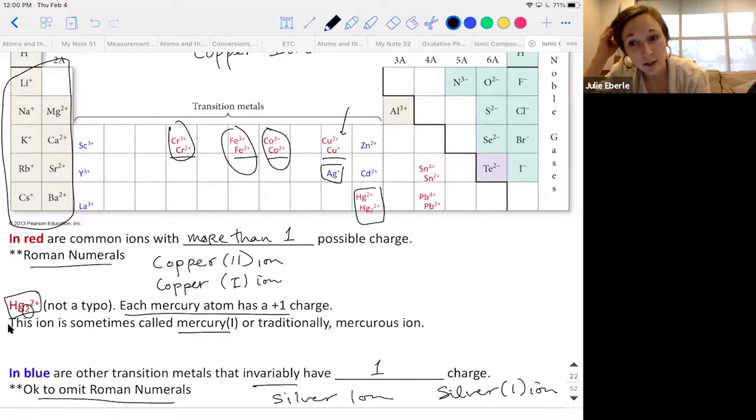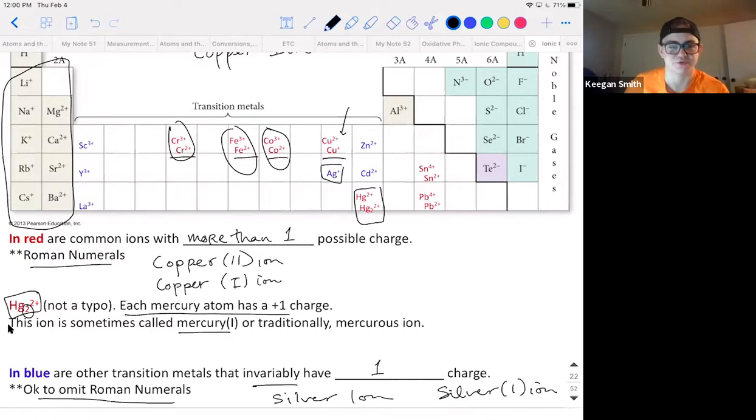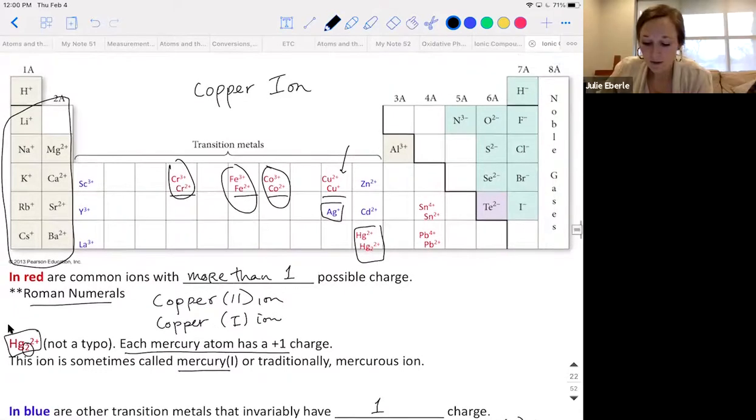Does that help, Kishan? How do you know which one is 1 and which one is 2? It's not that certain iron atoms form a +2 and certain iron atoms form a +1. It's that any iron atom could form a +3 or a +2, depending on what they're interacting with. Does that help? I don't know if that answers your question.